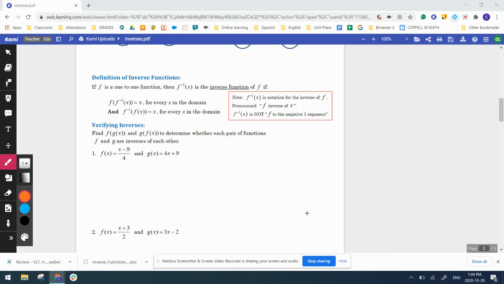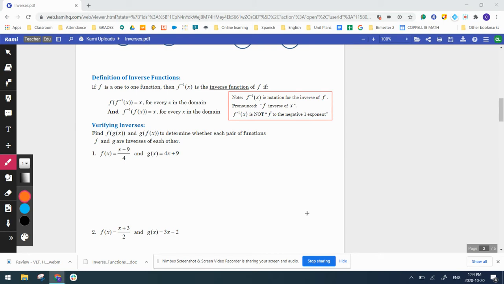So if f is a one-to-one function, then f inverse is the inverse function of f, if the composite function of f and f inverse equals x for every x in the domain. And the opposite is also true: the composite of f inverse and f also equals x for every x in the domain. So note that f to the minus 1 is the notation for the inverse of f.